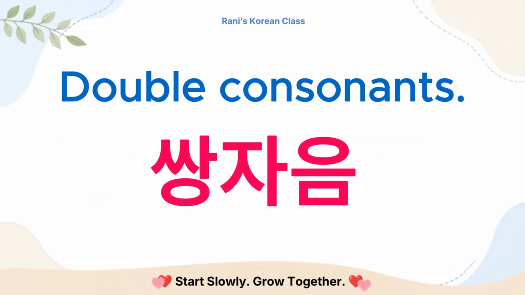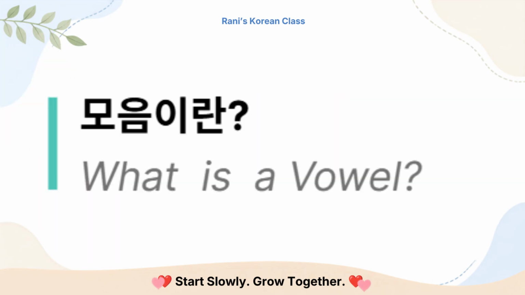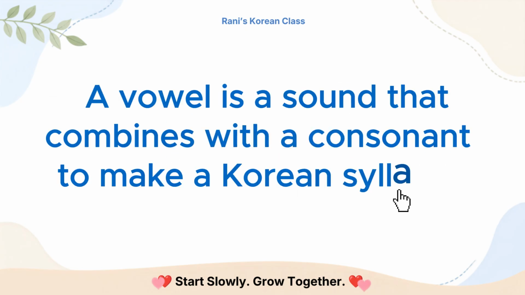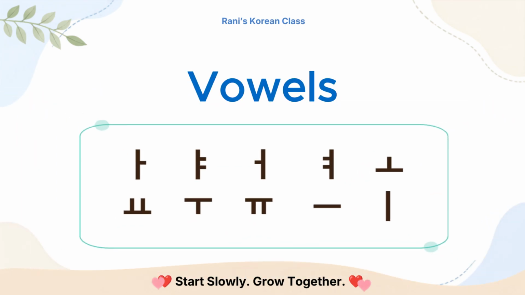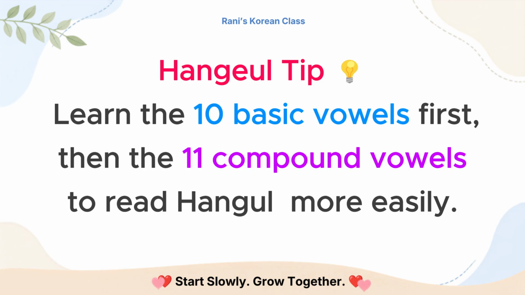Now, let's look at vowels. In Korean, a vowel is called 모음. A vowel combines with a consonant to make a Korean syllable. Hangul has 10 basic vowels. You can see the 10 basic vowels on this page. Again, you don't need to memorize all of them today. Just look carefully at their shapes. Some vowels have a vertical line. Some vowels have a horizontal line. Later, this will help you understand how consonants and vowels are placed inside a syllable block.